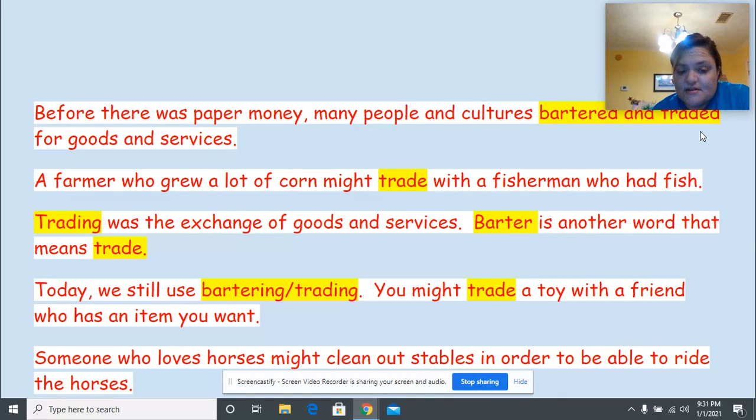Someone who loves horses might clean out stables in order to be able to ride the people's horses. And that would be like trading services, like clean the horse stables so that I can actually ride the horses, like if I don't have a horse.